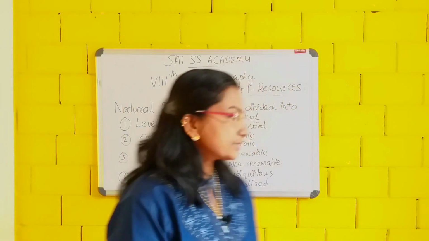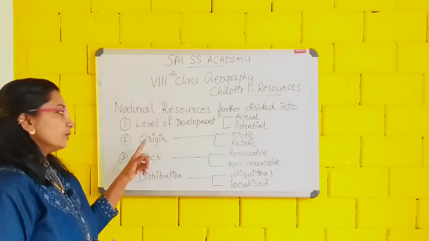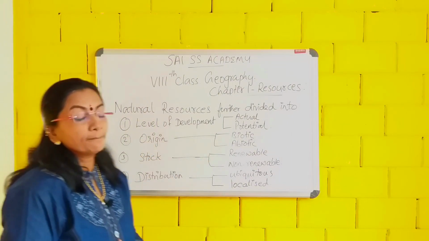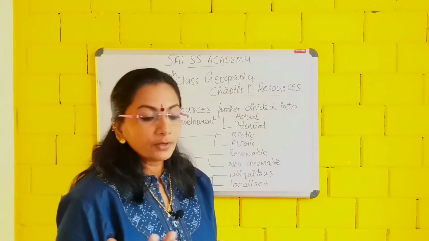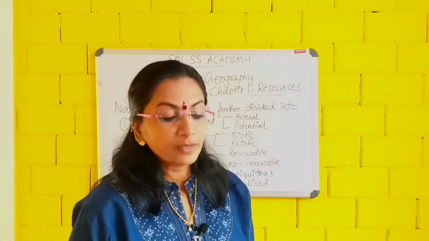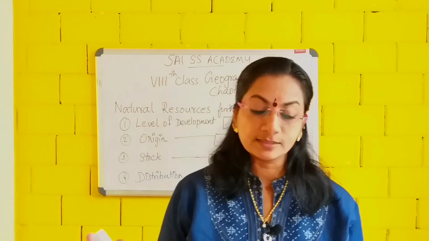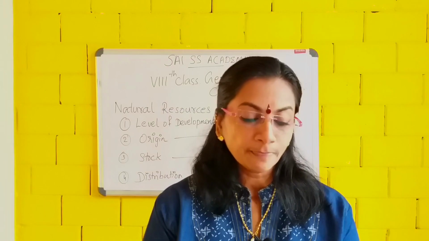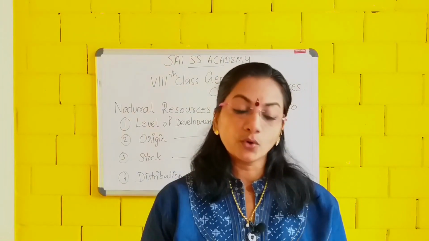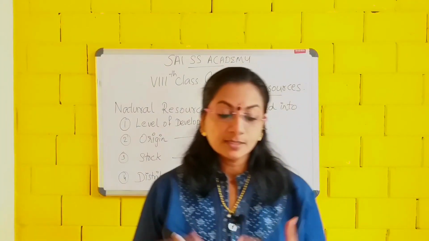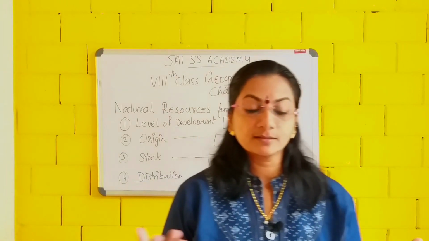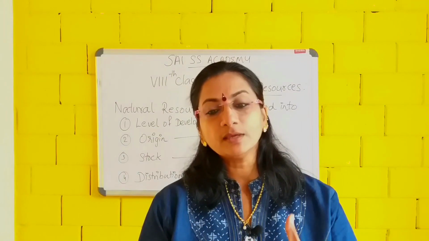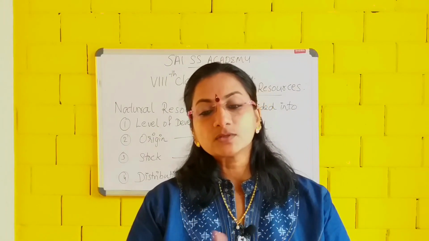Okay, so next I said about the origin. When we classify the natural resources on the basis of origin, we get biotic and abiotic. Biotic we already learned about. Biotic means all living things, plants, animals and human things. All these things come under the biotic. And abiotic means all non-living things. Example, soil, rocks, minerals, all these things come under abiotic. Got it? Abiotic resources are non-living and biotic resources are living.